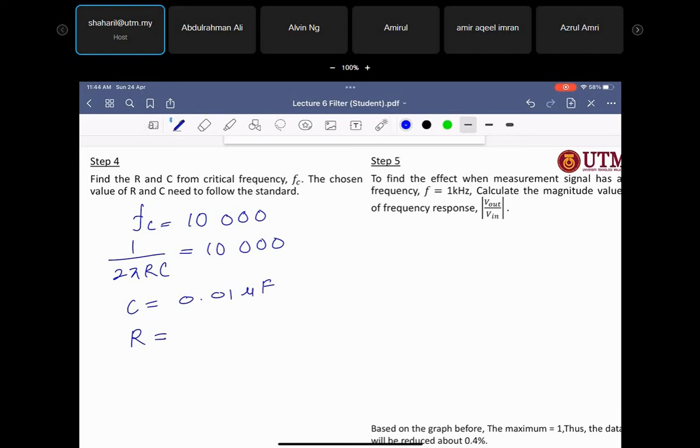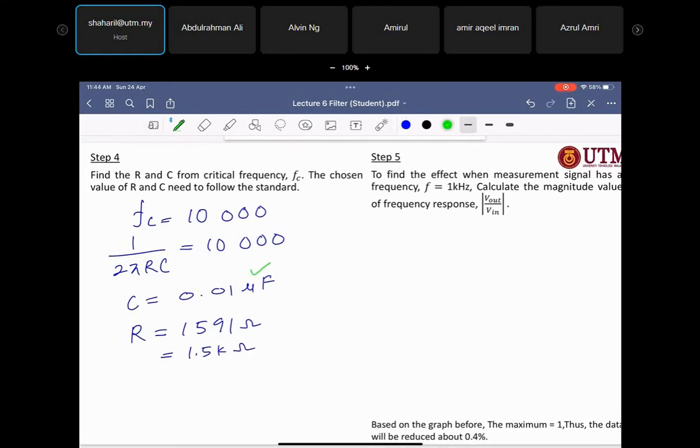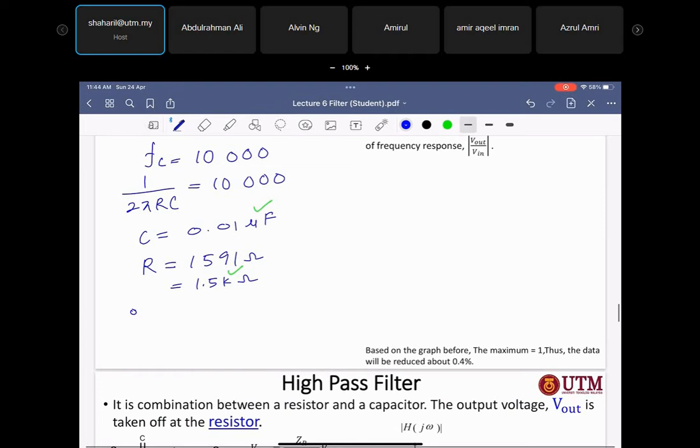Okay, all right. So now how about the R? The R will depend on the ratio calculated. So in this case, I got 1591 ohm, or roughly 1.5 kilo ohm. Okay, so that means I have fulfilled the rules, 1K and micro. Okay, done. Right. So you will see your circuit now for the low pass filter.